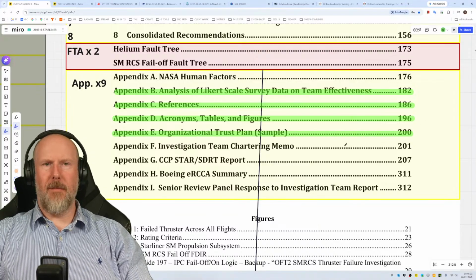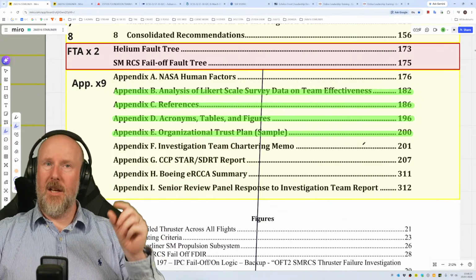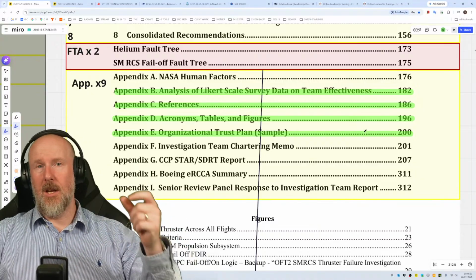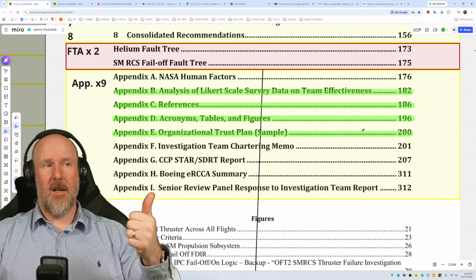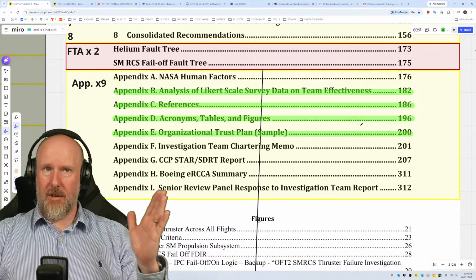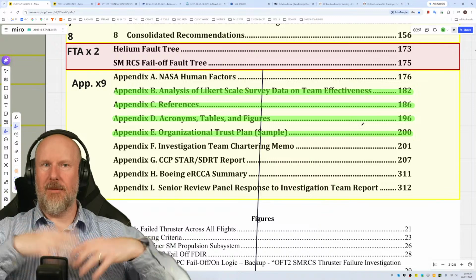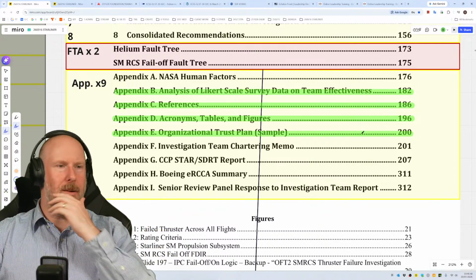Investigation team chartering memo. I'm going to spend a bit of time on that because I think it's important to understand what is the controller, the stakeholder that's doing the investigation? What are their decision making? What's their control algorithm? And then what are their beliefs, their mental models, their process model, and what control actions can they provide? What feedback do they receive, and what is the scope of their investigation? So that'll be interesting to talk about.